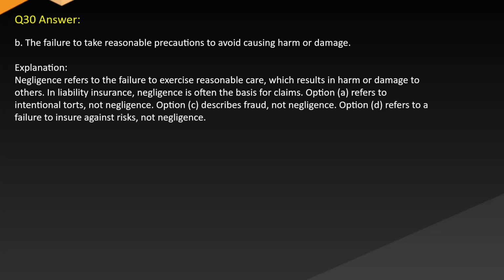Answer B. The failure to take reasonable precautions to avoid causing harm or damage. Explanation. Negligence refers to the failure to exercise reasonable care, which results in harm or damage to others. In liability insurance, negligence is often the basis for claims. Option A refers to intentional torts, not negligence. Option C describes fraud, not negligence. Option D refers to a failure to insure against risks, not negligence.